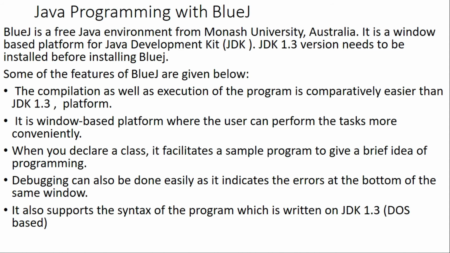Java programming with BlueJ. BlueJ is a free Java environment from Monash University, Australia. It is a window-based platform for Java Development Kit. JDK 1.3 version needs to be installed before installing BlueJ. Now some of the features of BlueJ are: the compilation as well as the execution of the program is comparatively easier than JDK 1.3 platform.